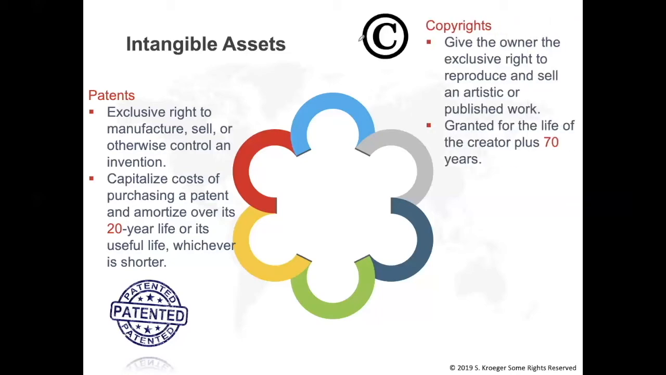Next example we have are copyrights. It gives an owner an exclusive right to reproduce and sell an artistic or published work. It is granted for the life of the creator plus another 70 years. Now, there is a certain reason why it's for such a long period of time. It's because of a specific company that has one of their famous works that the copyright will run out soon, so they lobbied Congress in order to have the copyright law extended. Anyone take a guess what that company is?